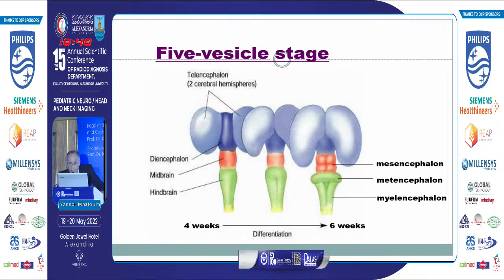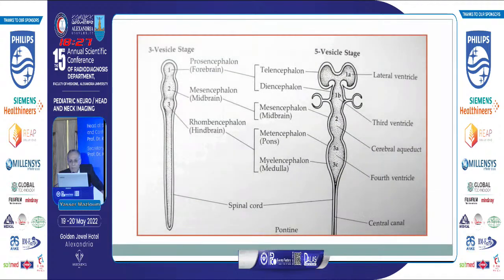At week 6, segmentation starts of the telencephalon into two cerebral hemispheres, the diencephalon, and the metencephalon starts forming the bridge between the midbrain and hindbrain. Here we can see the lateral ventricle within the telencephalon going to the third ventricle at the diencephalon, passing through the aqueduct of Sylvius till the fourth ventricle and then ending in the central canal.